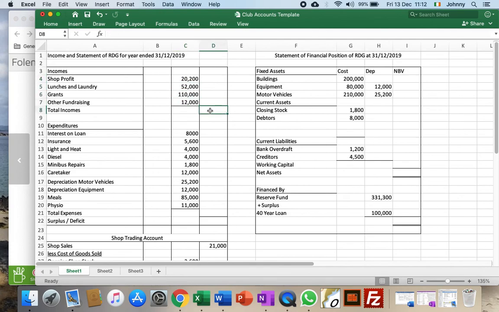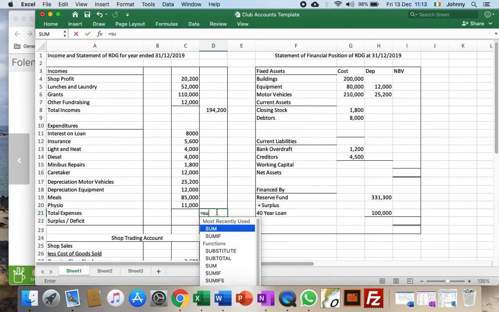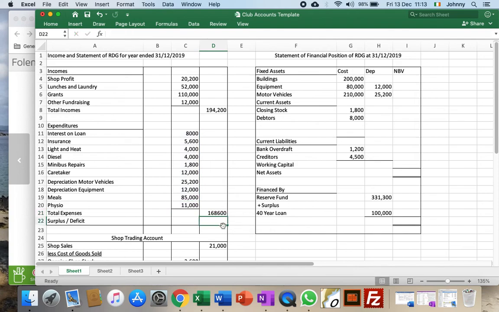So now let's work out the rest of our maths. So the total income is going to be adding up everything from the 20,200 down to the 12,000. So the expenditures, same story. I'm going to add up all of my expenditures, everything from the 8,000 interest on our loan all the way down to our physio fees. Okay, so we have our depreciations included in that. So my surplus or deficit, we have total income of 194 minus 168. So we have a surplus of 25,600, and we're going to put that surplus over here in my financed by.